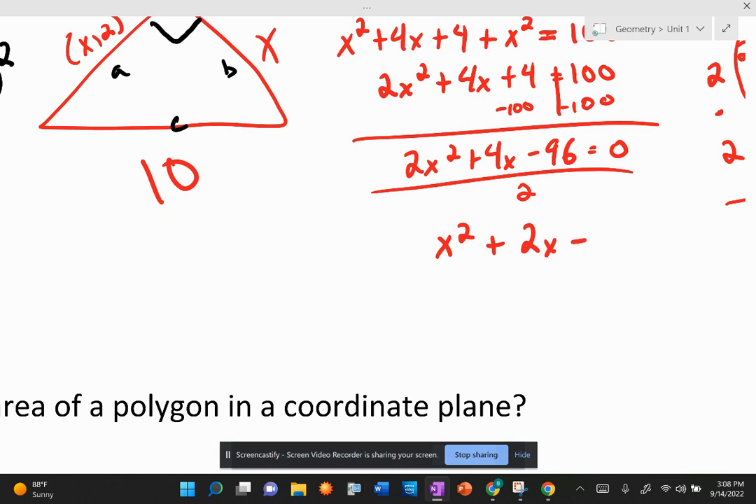What's 96 divided by 2? 96 divided by 2? What's that? 48. Oh, by 2. Yeah, 48. All right. So I guess y'all aren't going to call this a treat. If I can't factor this, then y'all are going to get to see the quadratic formula.